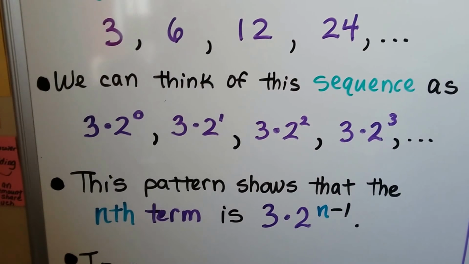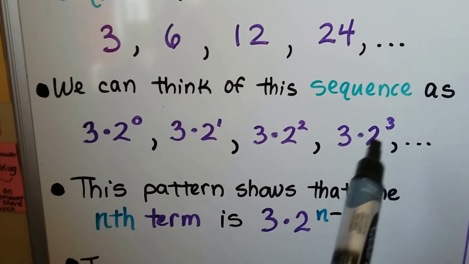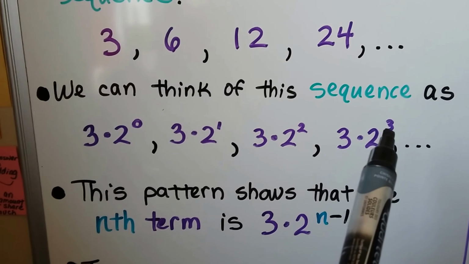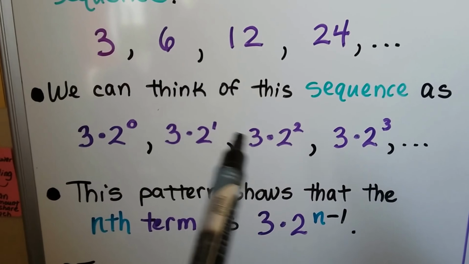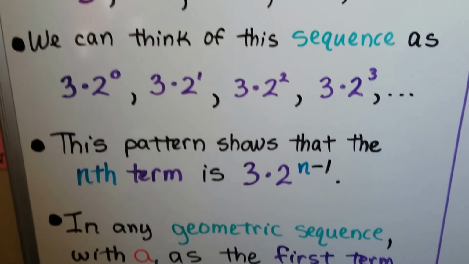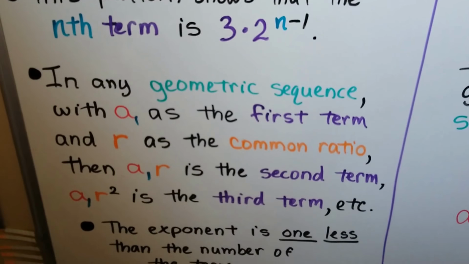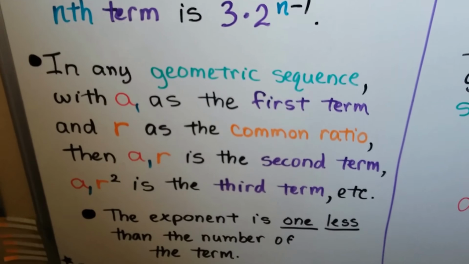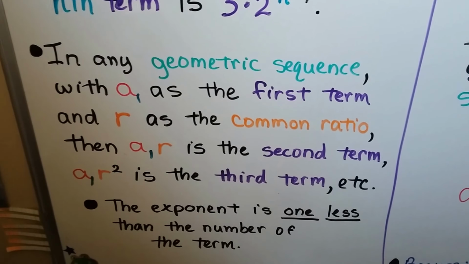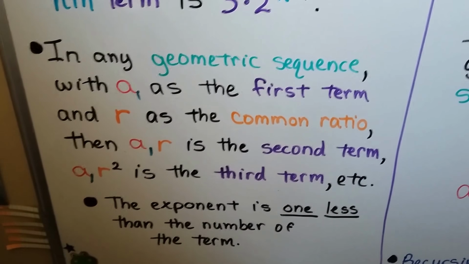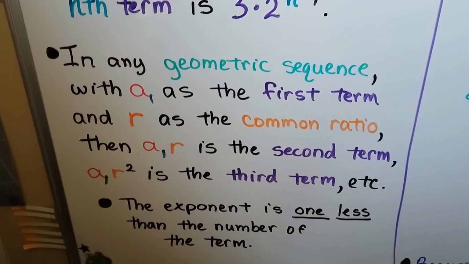And this pattern shows that the nth term is 3 times 2 to the nth minus 1, see? If we do 3 minus 1, that would give us a 2, see? 2 minus 1 would give us a 1, see? In any geometric sequence with a sub 1 as the first term and r as the common ratio, then a sub 1 times r is the second term, and a sub 1 times r squared is the third term, and so on. The exponent is 1 less than the number of the term, see?